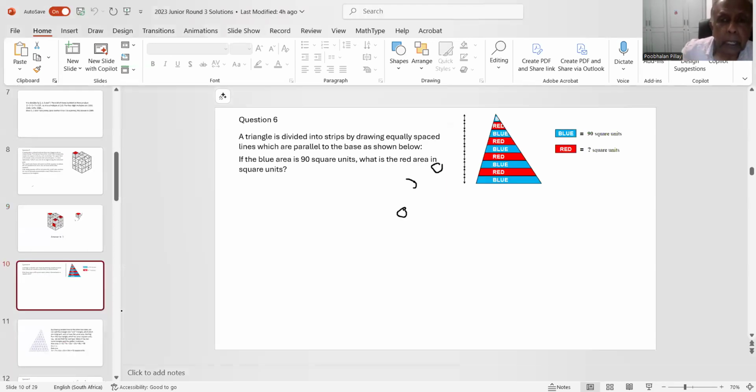It's question 6. A triangle is divided into strips by drawing equally spaced lines. So that's what I've got here. You got strips here, and they are equally spaced. And then they're colored red and blue. And the question is, if the blue area is 90 square units, what is the red area in square units? What is the red? Okay, so let me try to draw this in a big diagram.